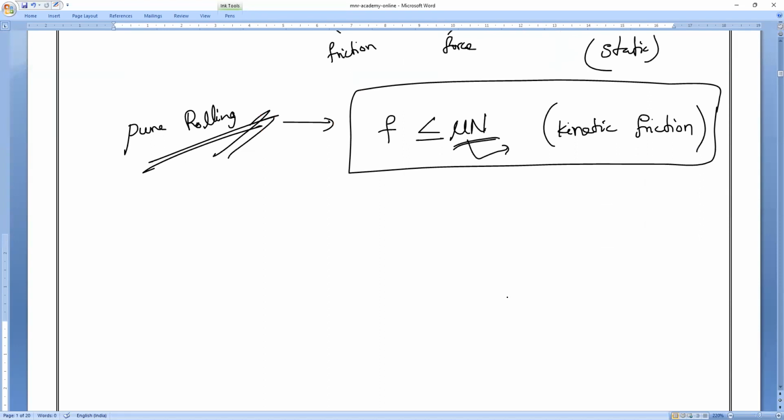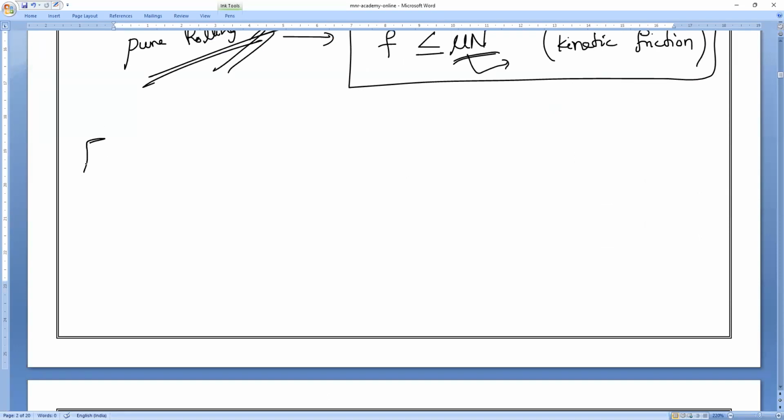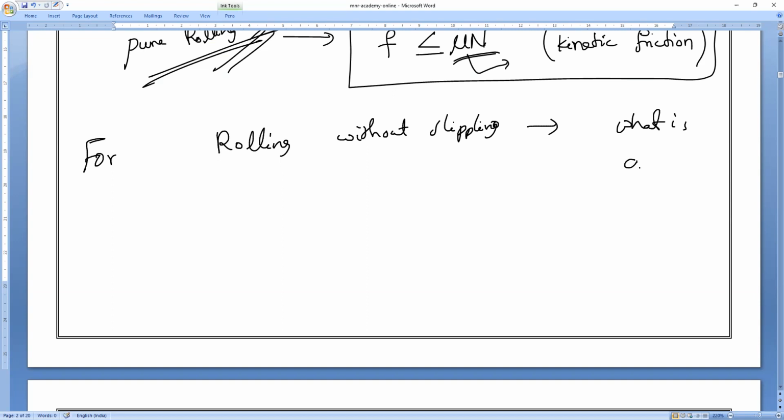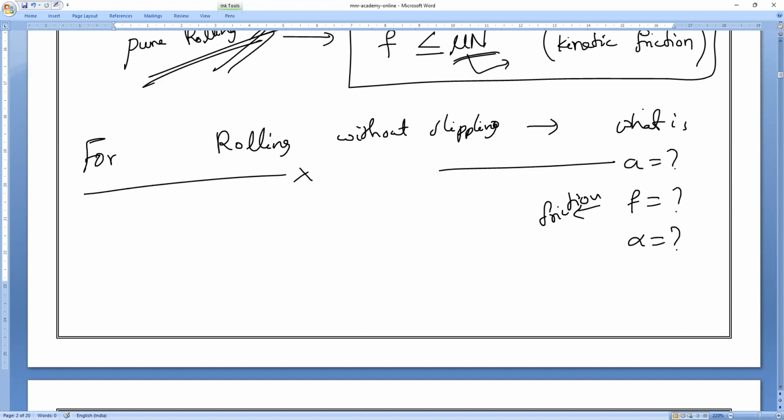So now observe very carefully. For rolling without slipping, first understand the diagram. If you have any doubt, you can ask me. What is the acceleration? What is the friction? And what is the angular acceleration? This is what they are asking. For all of these we are going to calculate three unknown quantities. So let me take a ring whose mass is m and whose radius is what?